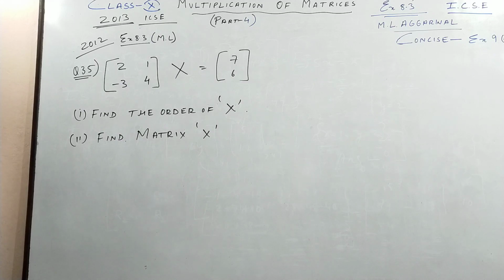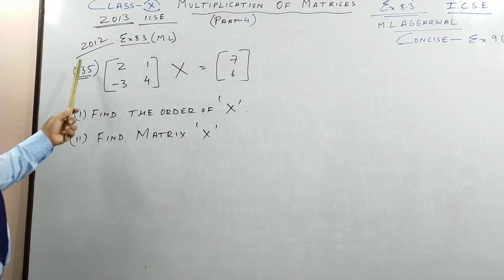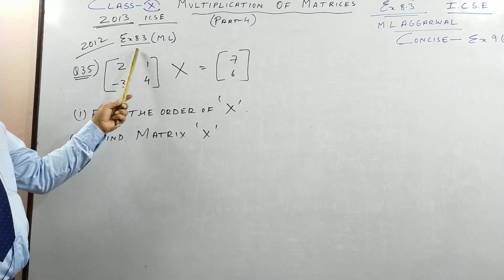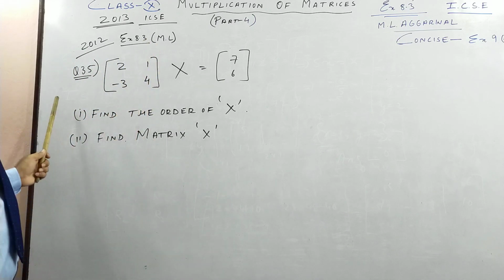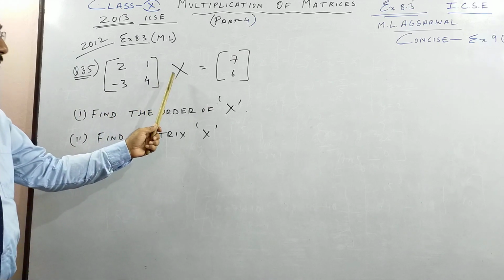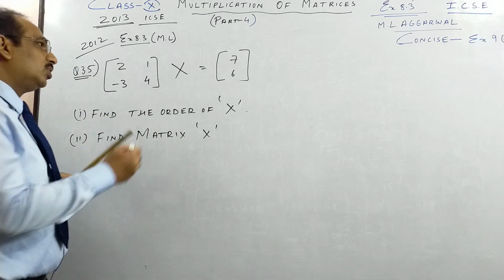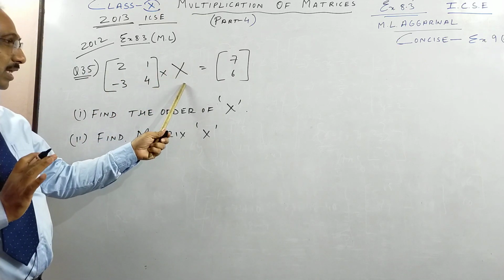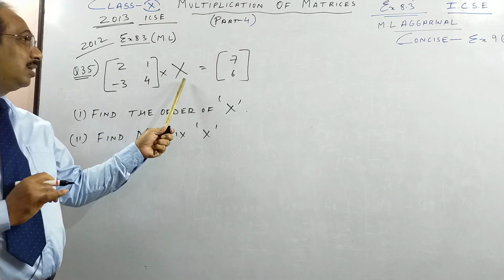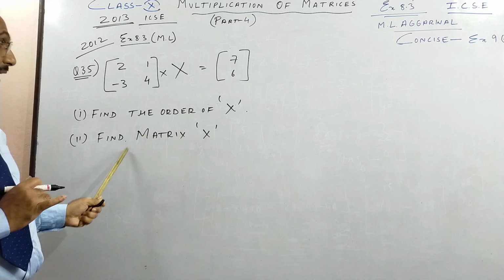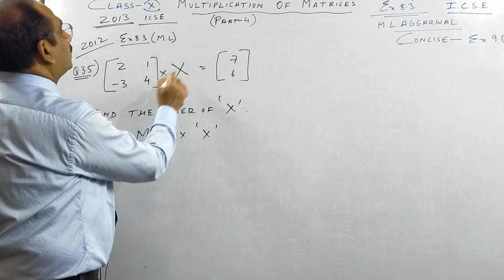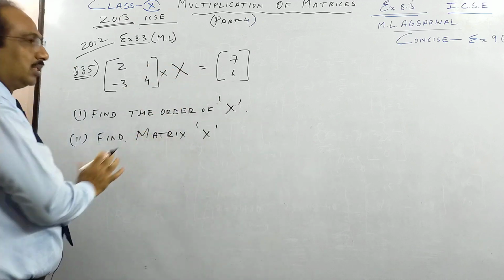So we move on to one very important question, that is ICSE 2012, question 35 of exercise 8, ML Aggarwal. This is a matrix X, so there is a multiplication sign here also. This is not a multiplication sign, this is matrix X, we have to find the order of this. So X is a matrix, remember, singular.